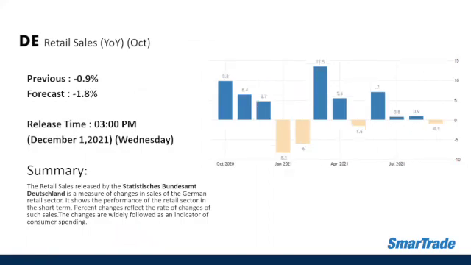data as well. Followed by the retail sales for Germany, yearly basis, for the month of October. The previous data is negative 0.9%, and the market forecast is negative 1.8%. And the actual data is negative 2.9%. So it's lower compared to the market forecast, and also the previous data. So this one is not good data for Germany, to be specific, on the retail sales.